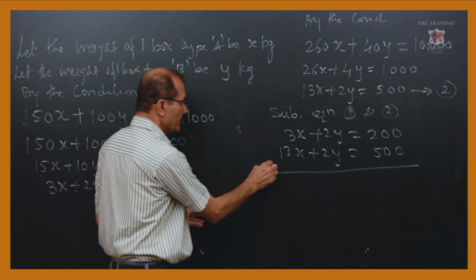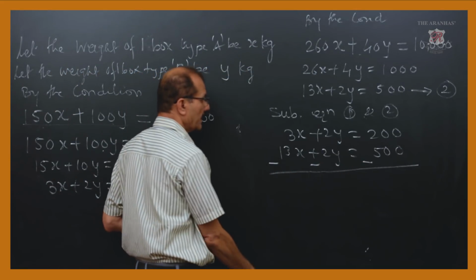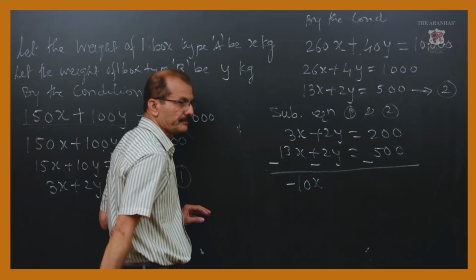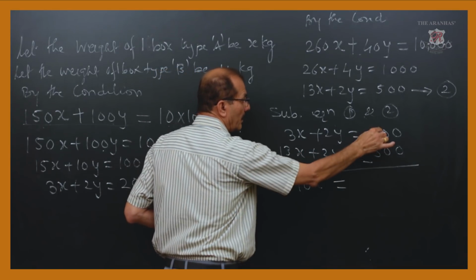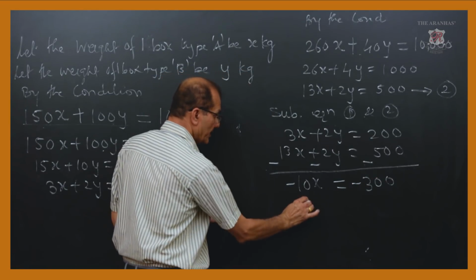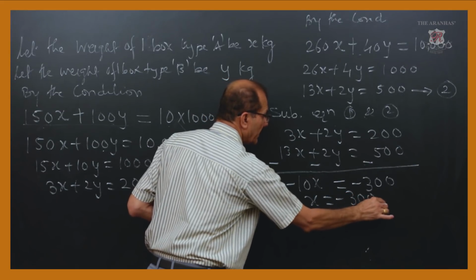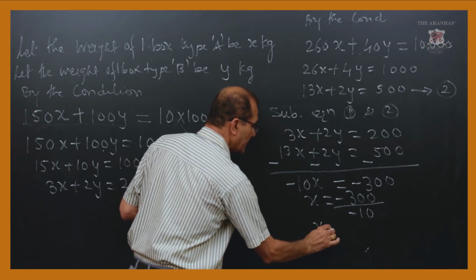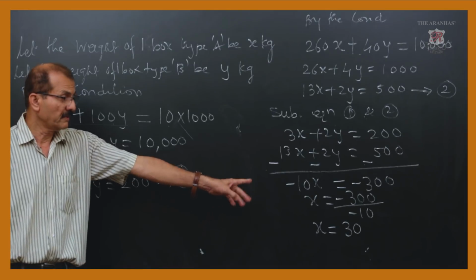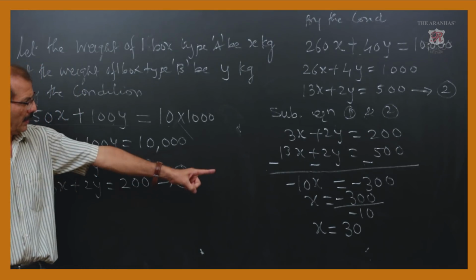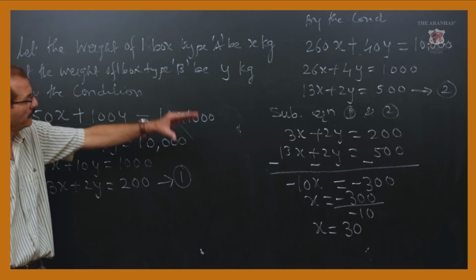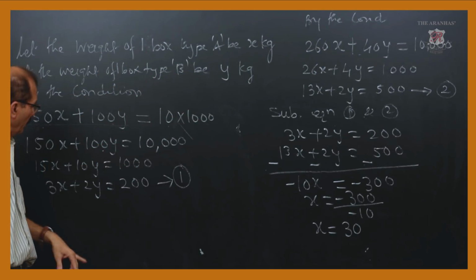Now, you have to subtract. So, minus, minus, minus. 3x minus 13x is minus 10x. This gets cancelled. 200 minus 500 is minus 300. So, x is equals to minus 300 upon minus 10. So, x is equals to 30. So, I got the value of x. Once you get the value of x, you substitute this value of x in any of this equation 1 and 2 and get the value of y.